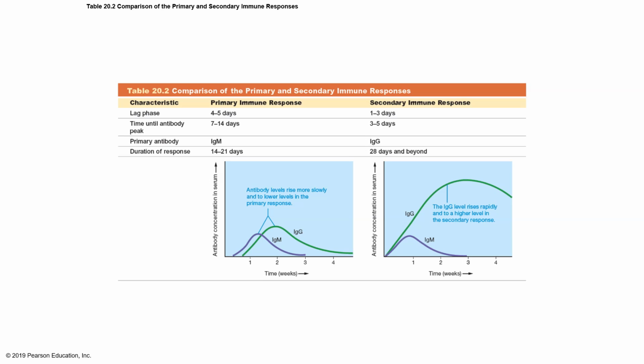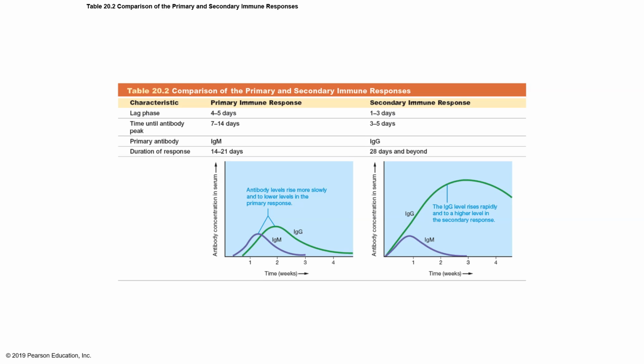Okay, let's look at a comparison of the primary and secondary immune responses. Your primary immune response is when you're first exposed to an antigen, like a virus, like you've been exposed to COVID-19. Notice the IgM is your prominent antibody. It has a lag phase of about 4 to 5 days, and the time until antibody peaks is for IgM about 1 week, and for IgG about 2 weeks. And the duration of response is between 14 and 21 days.